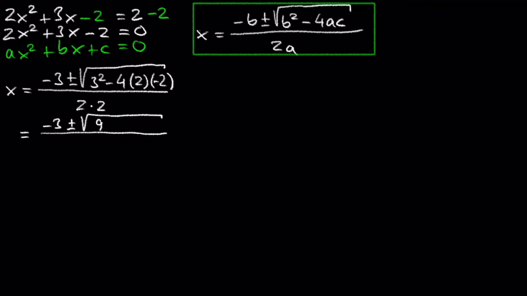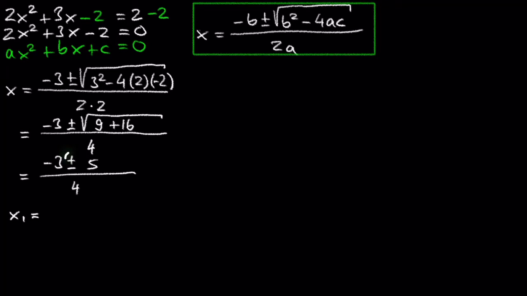Three squared is 9. Negative 4 times 2 is negative 8, times negative 2 is plus 16. 2 times 2 is 4. Nine plus 16 is 25, and the square root of 25 is 5. So we get minus 3 plus minus 5, and on the bottom 4. What does the plus minus mean here? It means that we have two solutions.